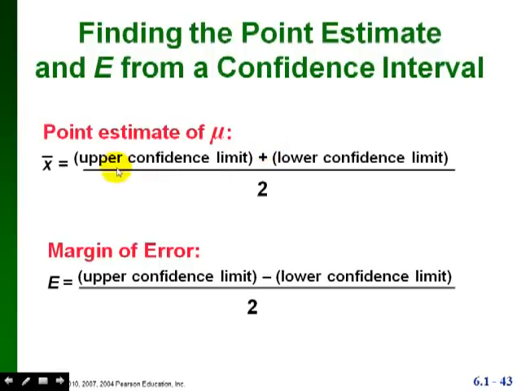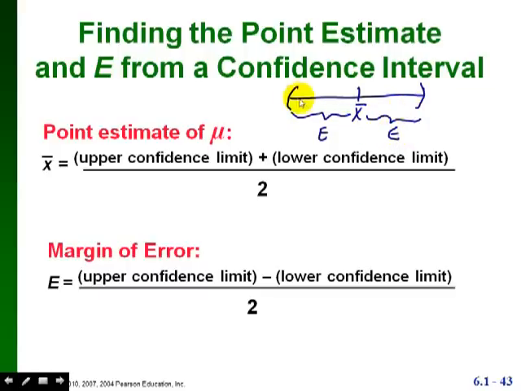Now again, just like we did with our confidence intervals for proportions, if we're given the values, the limits for the confidence interval, we can use those to find our point estimate and our margin of error. And again, remember what our confidence interval looks like. In this case, we've got the sample mean right in the middle, since that's our point estimate, and then on either side we go a distance of the margin of error to get to our limits.